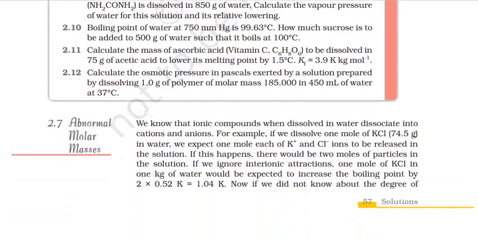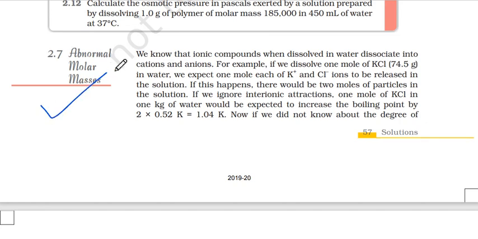Fine? Abnormal molar masses now. Isse mein hamara Van't Hoff factor bhi cover hoga. Ab jo hum aage karne wale, agar main aapko uska ek overview dun, it's really simple.